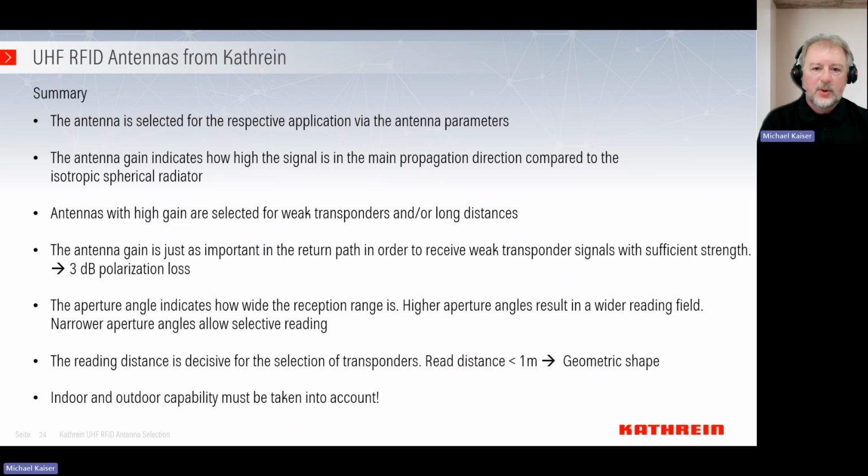And very important, the reading distance. This means all these parameters we have shown, about the gain, about the half-power beam width, give you an indication for the radiation beyond 1 meter. If you are closer than 1 meter, the geometrical shape of the antenna is important, and you have to take care. And of course, indoor and outdoor also has to be taken into account for your application. Have a look also: if you have an indoor application and you have dust or water or oil or something like this, maybe an outdoor antenna can also be helpful to run an indoor application.